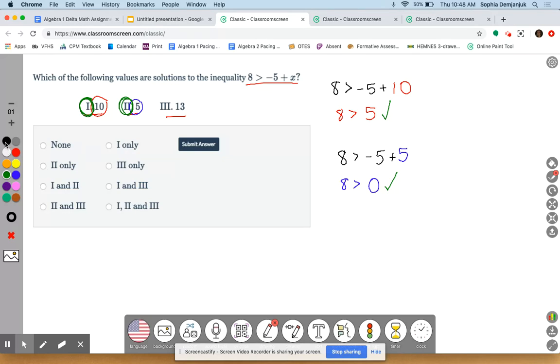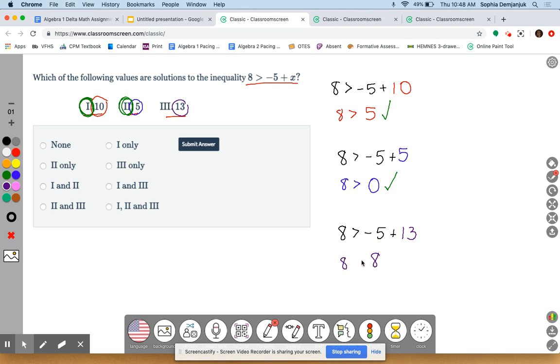And now I need to try my last one. I need to see if 13 is a solution or not. So I'm going to write down the inequality that I was given. 8 is greater than negative 5 plus. This time I'm going to be substituting in 13. I'm going to simplify on the right side. Negative 5 plus 13 gives me 8.